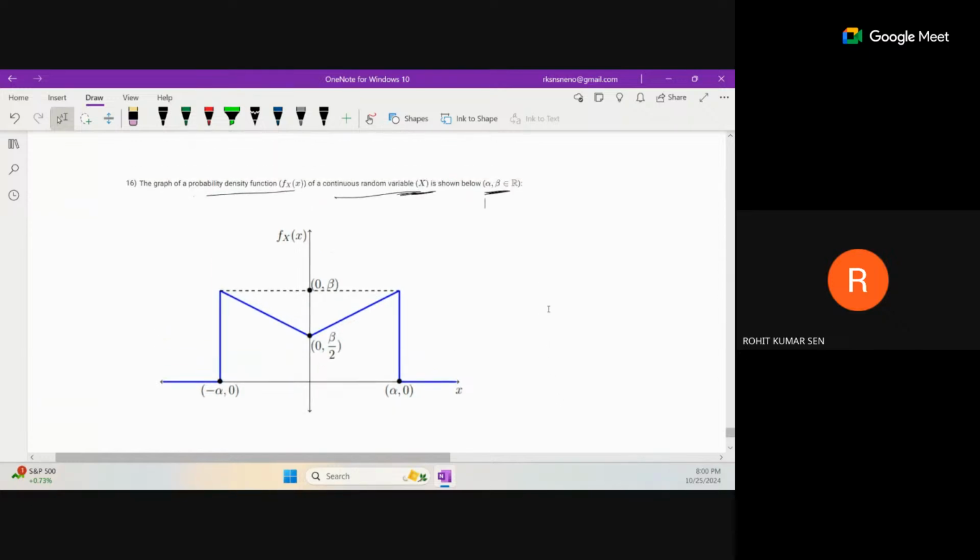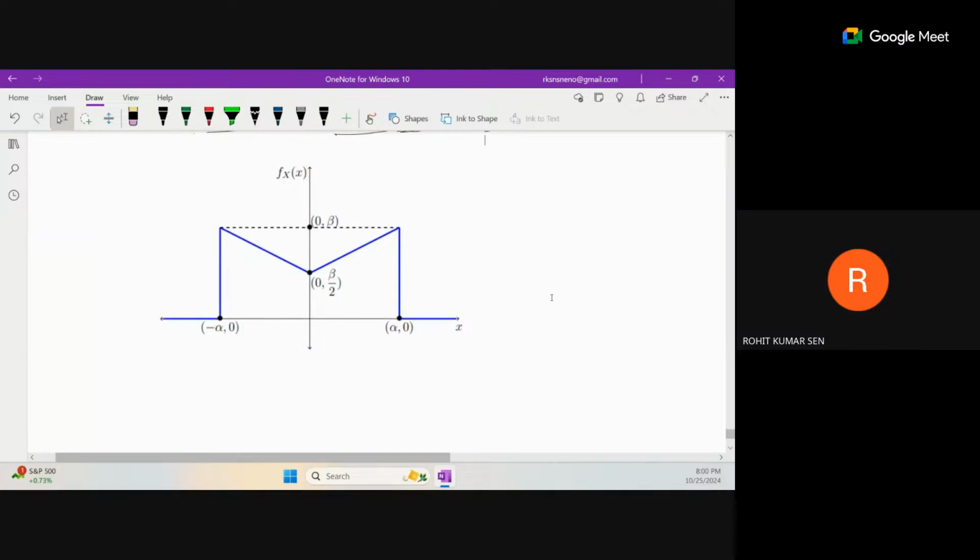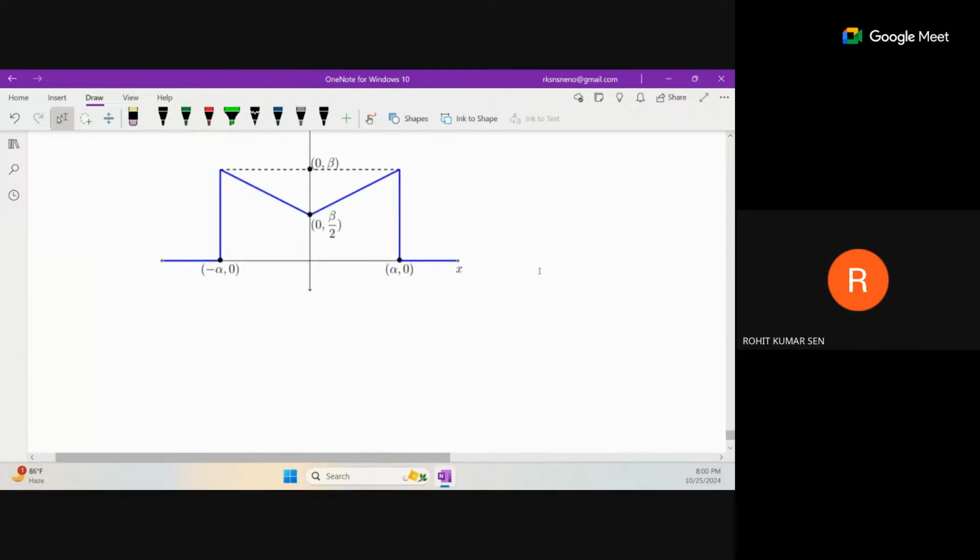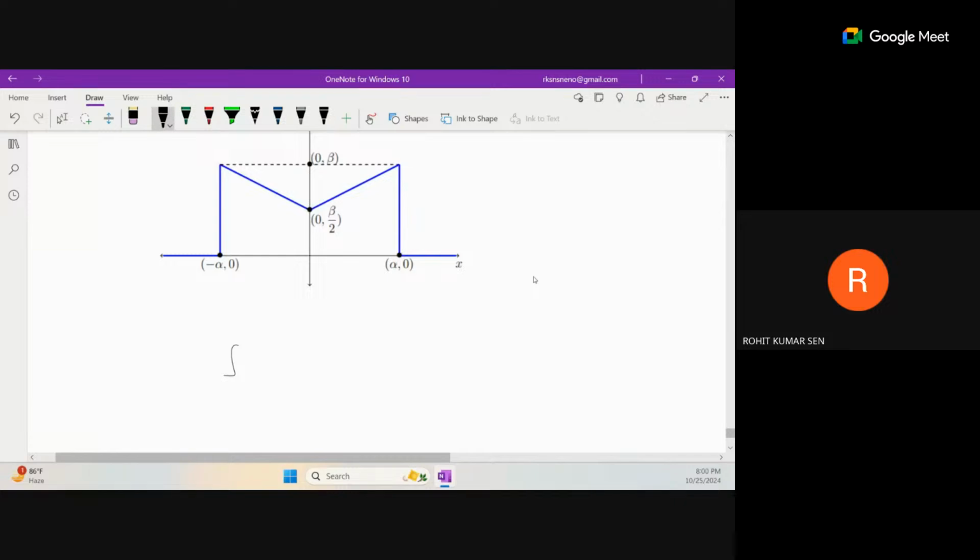So again, what will you do? You will again use basically the properties of PDF. What is the property? If you integrate over the support, it will be what? 1, right? So in that way, I can get values. So what does it mean? Integral of f of x dx is nothing but the area under my curve, right?